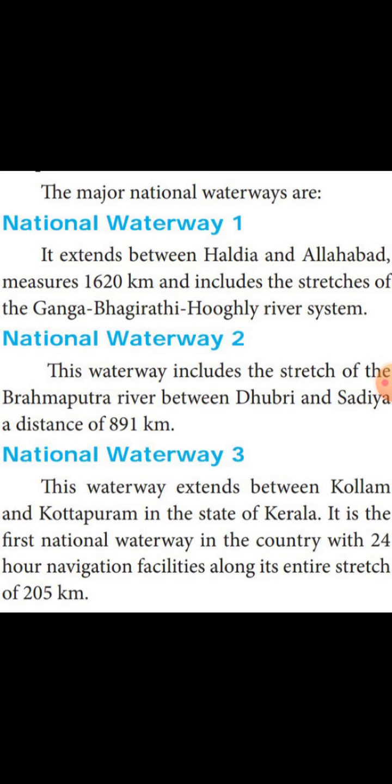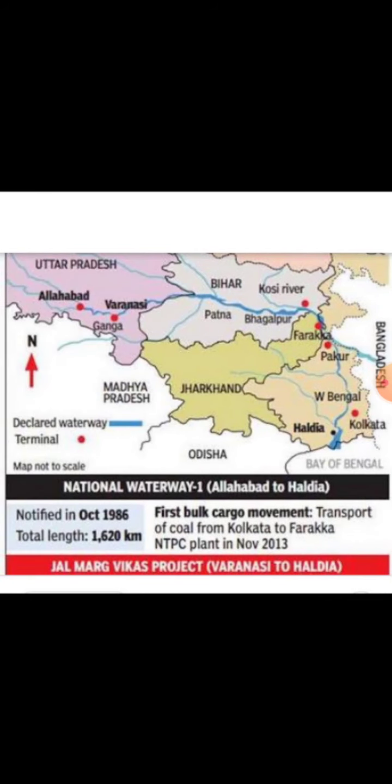Can you understand, students? I will repeat. The major national waterways are National Waterway 1, 2 and 3. The first one is National Waterway 1. Everyone see the map now. National Waterway 1 extends between Haldia and Allahabad. Did you see the map, students?